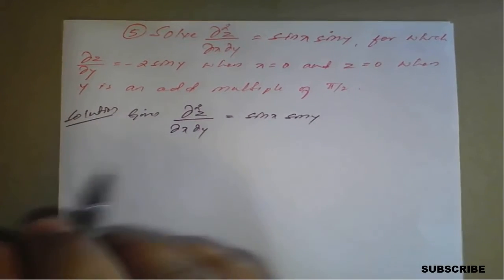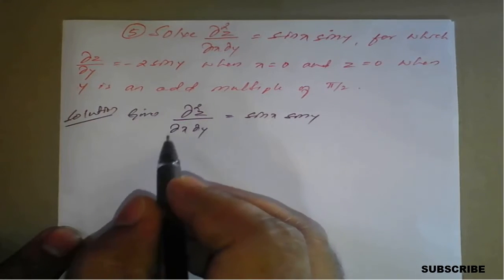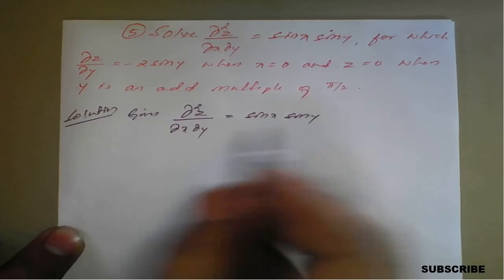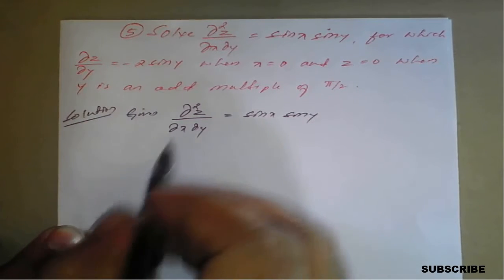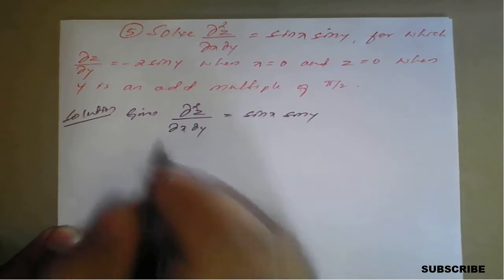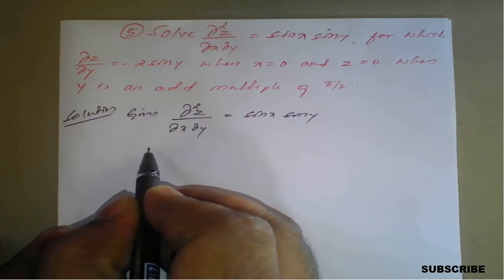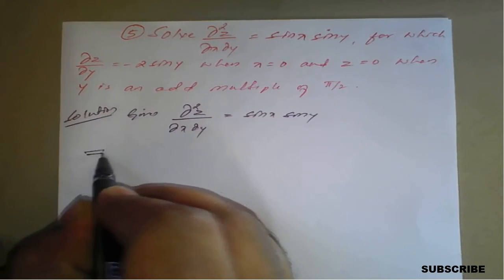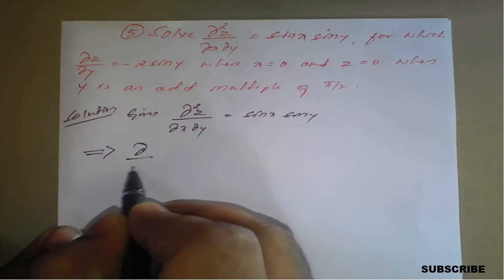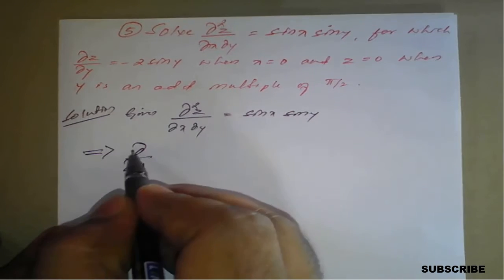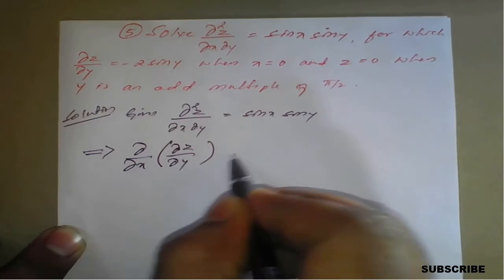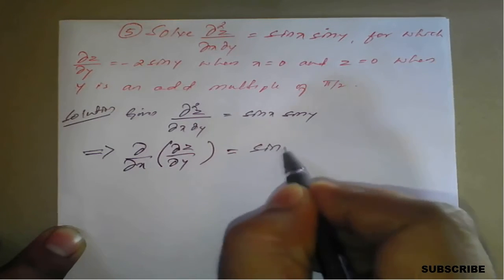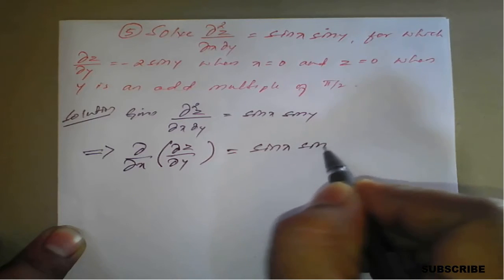Now we'll see the solution of this. ∂²z/∂x∂y = sin x sin y. This is a non-homogeneous partial differential equation. Before integrating I will rearrange this; you can go for direct integration also, but I will rearrange, then we will go for integration. So this can be written as ∂/∂x of ∂z/∂y equals sin x sin y.